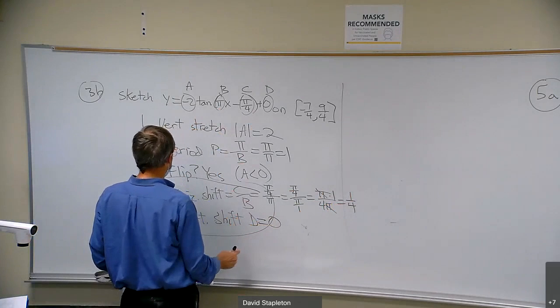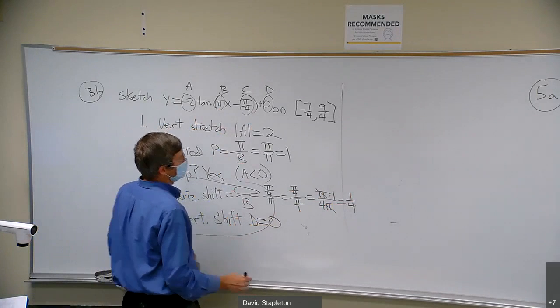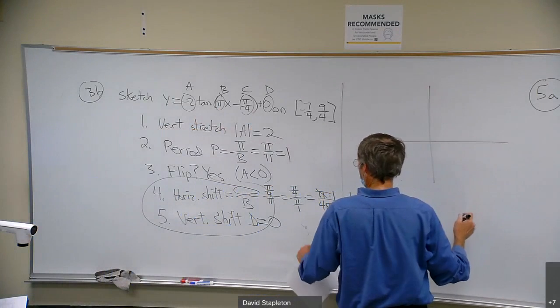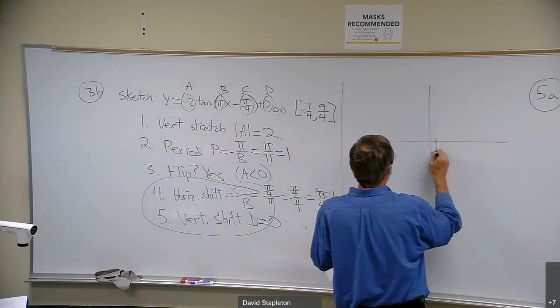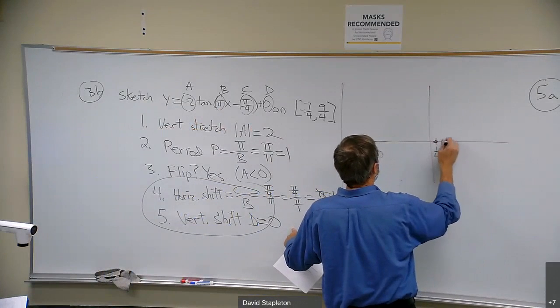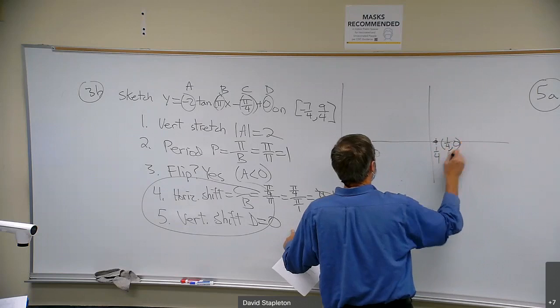We just read it. And now we've got all the numbers we need. So do the shift point first. Go horizontal shift of 1/4, vertical shift of 0. There's the shift point, 1/4, 0.